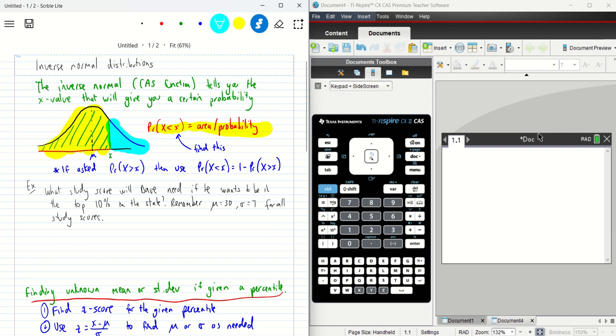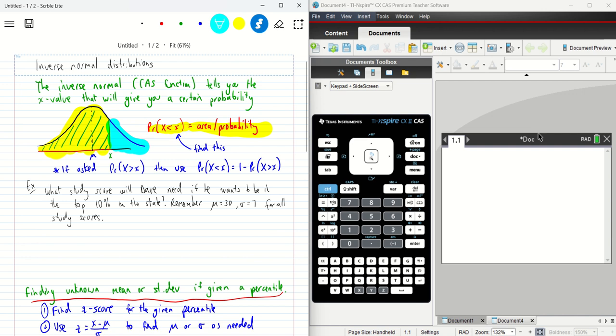Okay, so let's have a look at a question. Example here: what study score will Dave need if he wants to be in the top 10% in the state? All study scores in Victoria average a mean of 30 and a standard deviation of 7. Just remember that we need to use that information here.